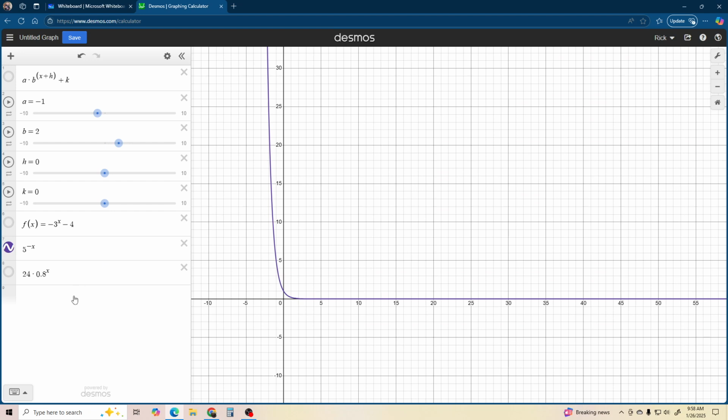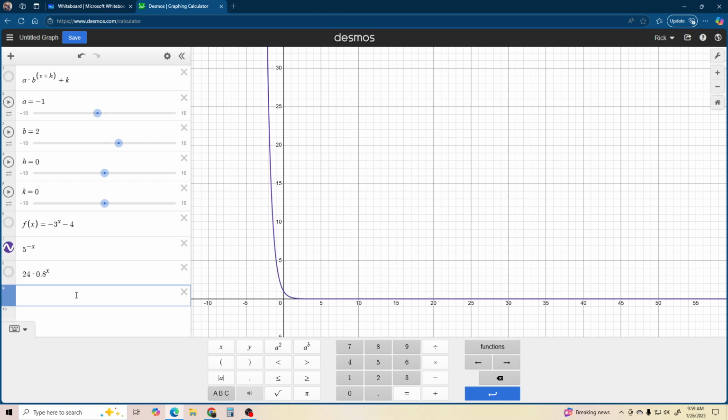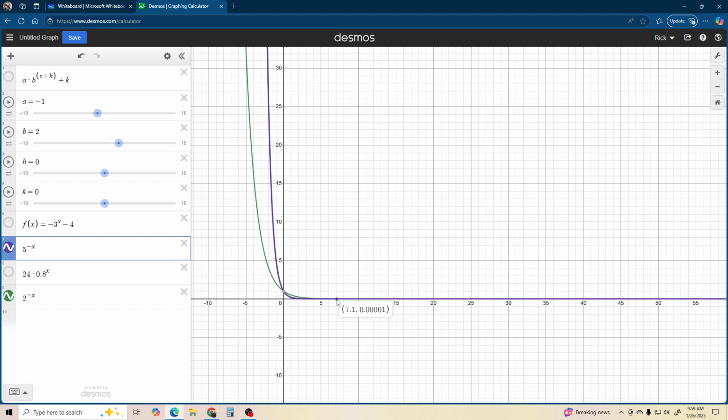If I just had 2 to the negative x, let me do that, to show you the comparison. Do you see how this one is clearly dropping faster? This one is taking its time to drop, and this one's dropping immediately. So the 5 is increasing the rate at which it's decaying.